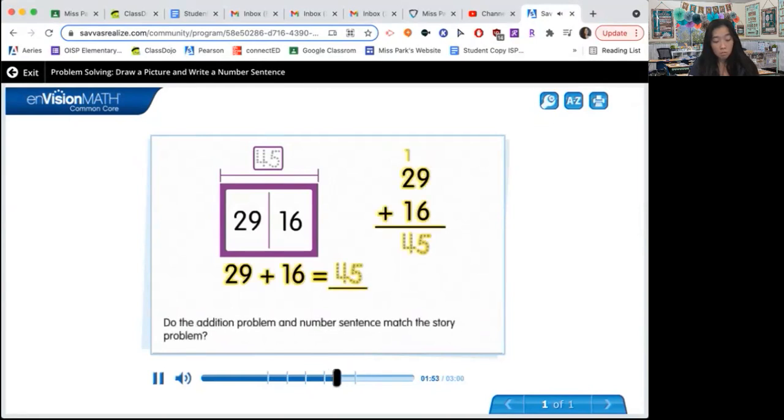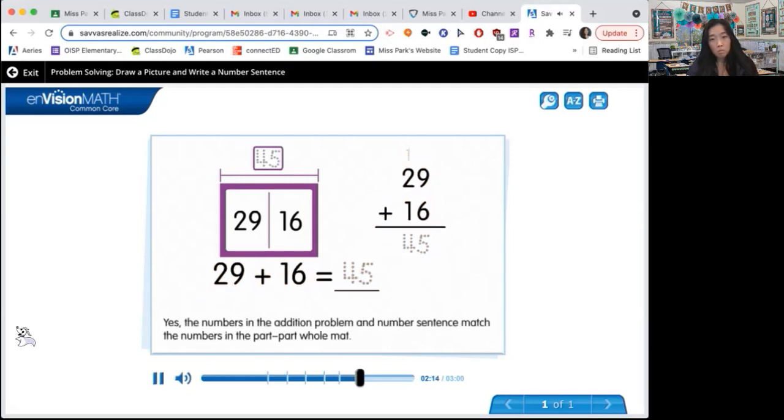Do the addition problem and number sentence match the story problem? Yes, the addition problem and number sentence match the story problem. Do the numbers in the addition problem and number sentence match the numbers in the part-whole mat? Yes, the numbers in the addition problem and number sentence match the numbers in the part-whole mat.